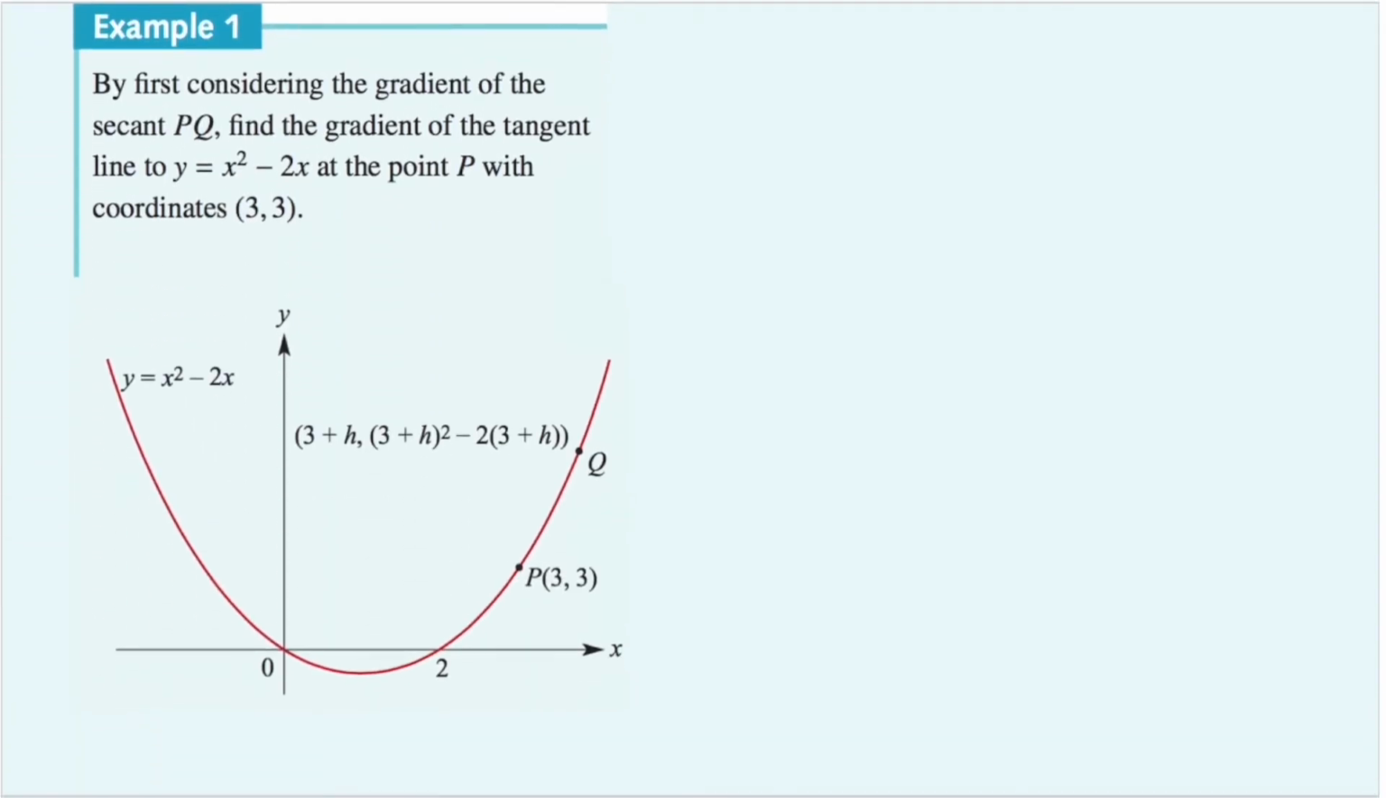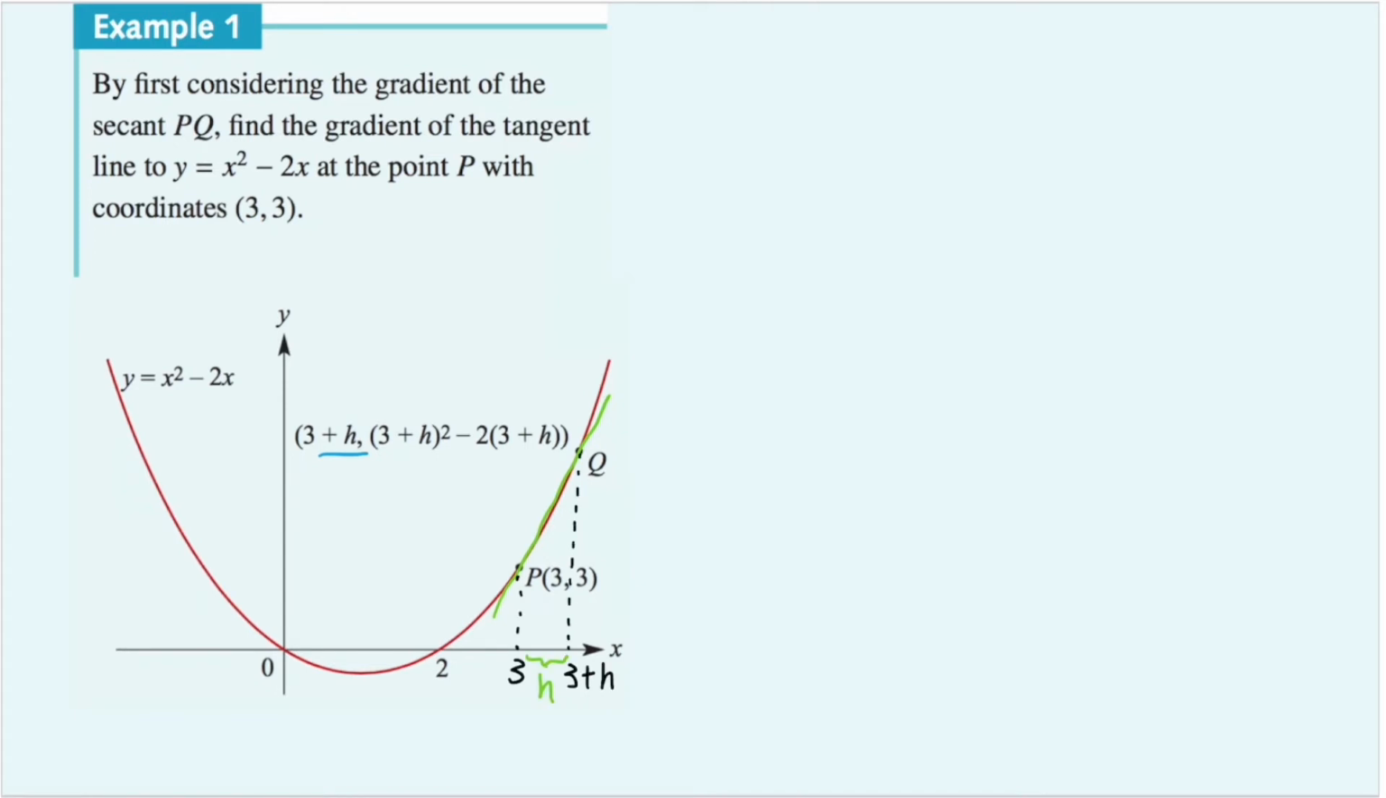So here's an example. By first considering the gradient of the secant PQ, find the gradient of the tangent line to y is equal to x squared minus 2x at the point P with coordinates 3, 3. The question labeled the points for us already. That's very nice. So we have the secant line that passes through point PQ, and the coordinate for P is 3, 3, and the coordinate for Q is 3 plus h. Remember h is the difference between the x values of these 2 coordinates. So if the horizontal value for P is 3, then the horizontal value for Q is 3 plus h.